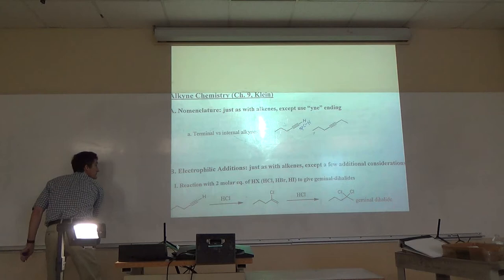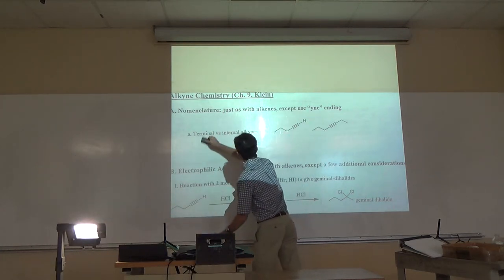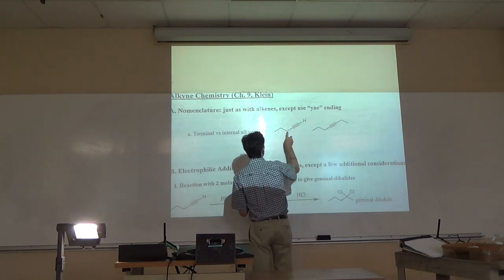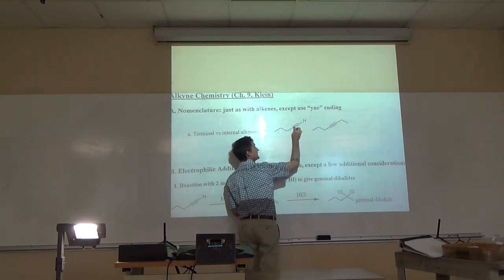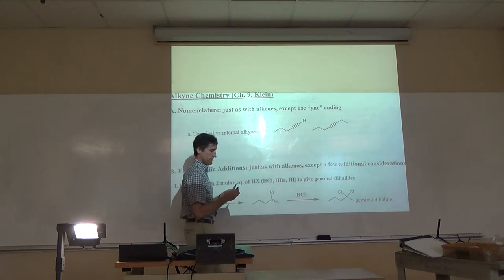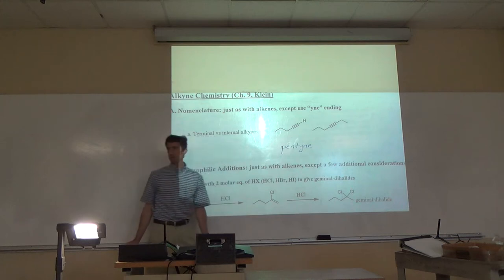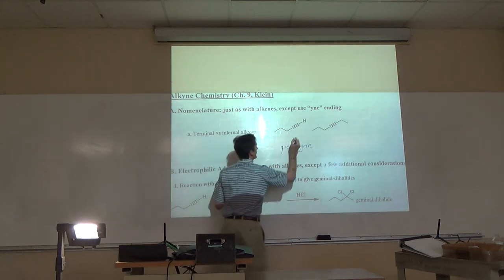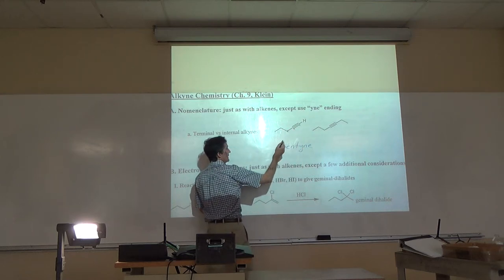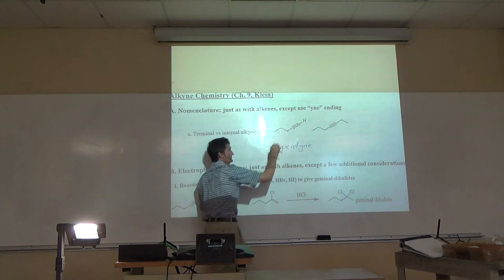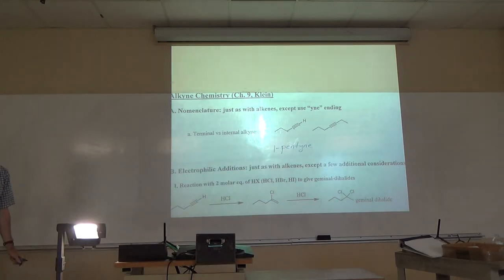Nomenclature is very straightforward, as with others. Longest continuous chain: 1, 2, 3. You have to be careful, because this is sp, linear, so you can sometimes lose track of the carbons. 1, 2, 3, 4, 5. So what do we have here? Not a pentane, but a pentyne. Where's the alkyne at? What position? One. Yes. We just list the first position, 1-pentyne. Can alkynes be stereogenic? Any stereochemistry at the alkyne?